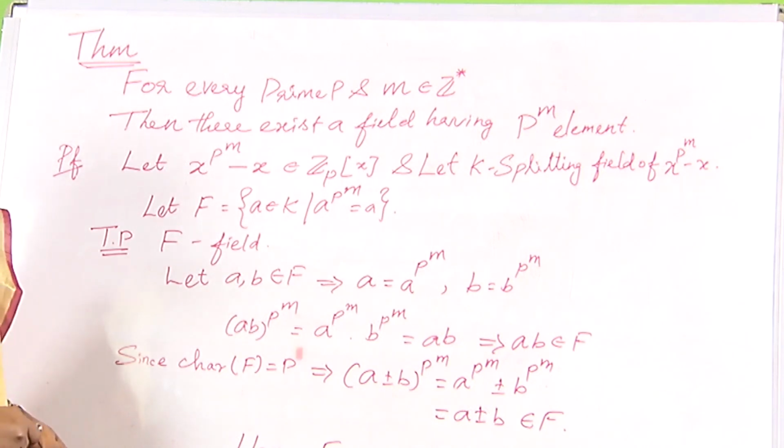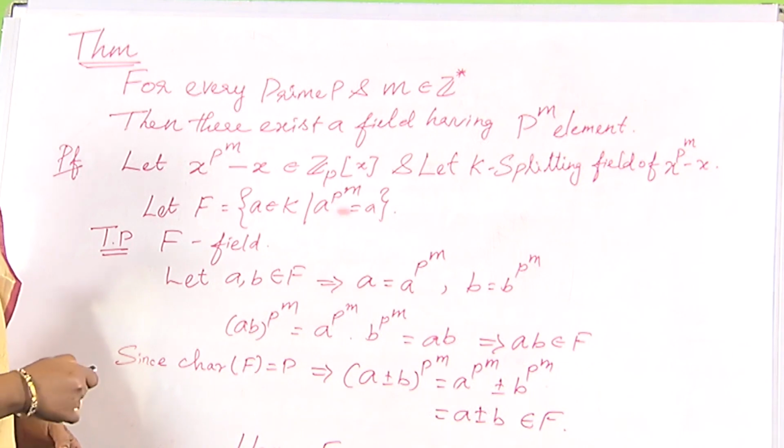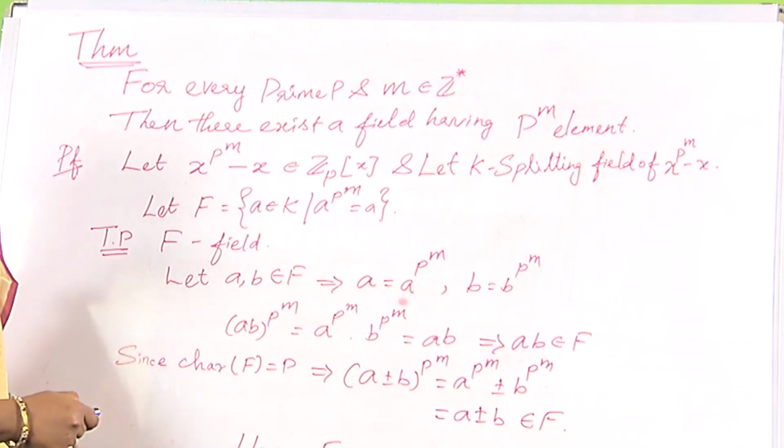Now, how to prove this? First, let's prove the closure property. Let A, B belong to F. Now, from this we can say that since A^(p^m) is equal to A, you can say that A is equal to A^(p^m).